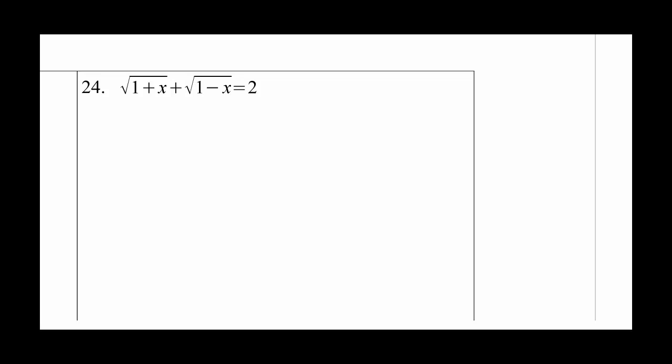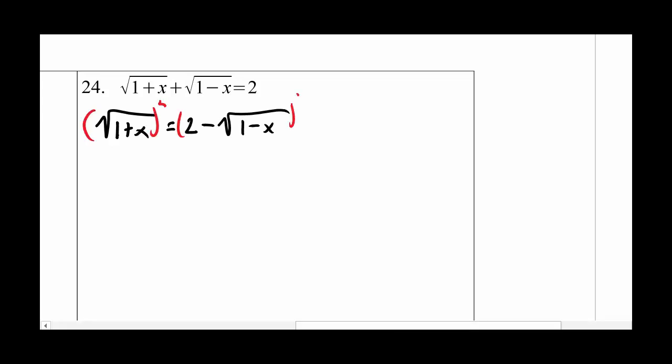All right, at number 24, I want to isolate one of my square roots. So I'm going to bring over that square root of 1 minus x. That gives me 1 plus x equals 2 minus the square root of 1 minus x. And then I want to square both sides. Now on the left, I get 1 plus x. On the right, we have that nice, lovely pattern.